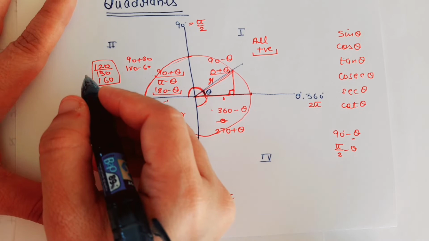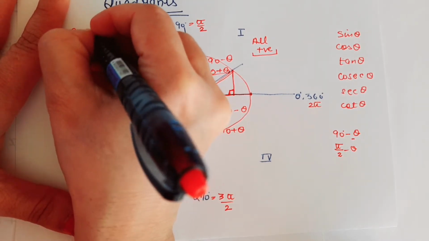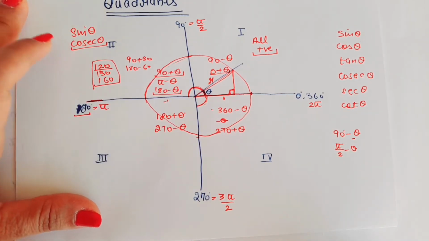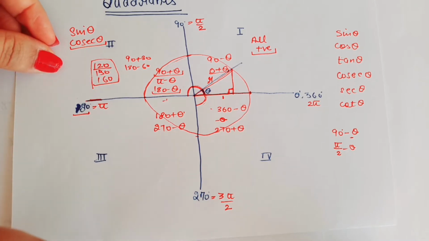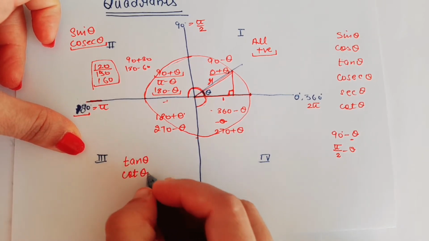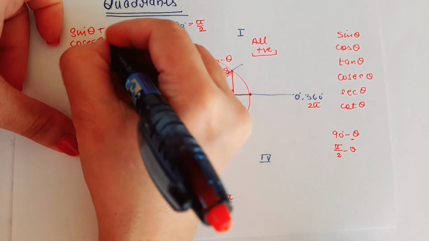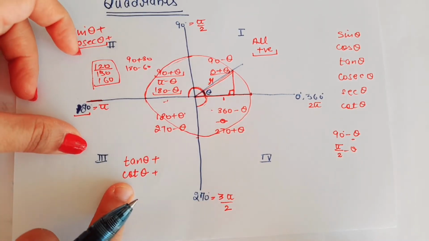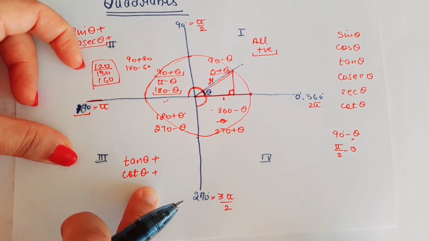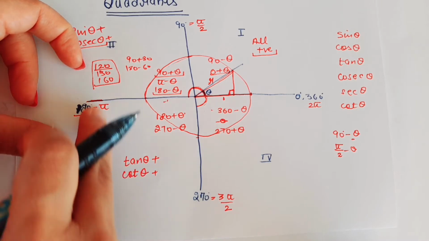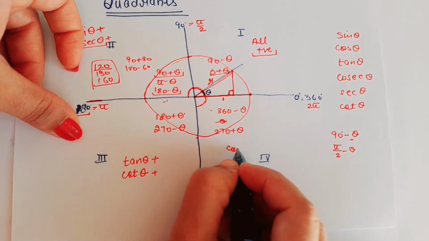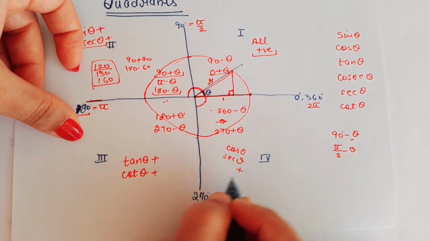Okay, so in the second quadrant, what is positive? Sine theta and cosecant theta, cosec, not cos, sine and cosec. The opposite of sine is cosec, cosec is 1 upon sine theta. And in this quadrant, tan theta and cot theta are positive. Other trigonometric ratios are negative here. If you find the value, the other trigonometric ratios, cos theta, sec theta, all these are negative here, but tan and cot are positive here. Similarly, cos theta and sec theta are positive here.